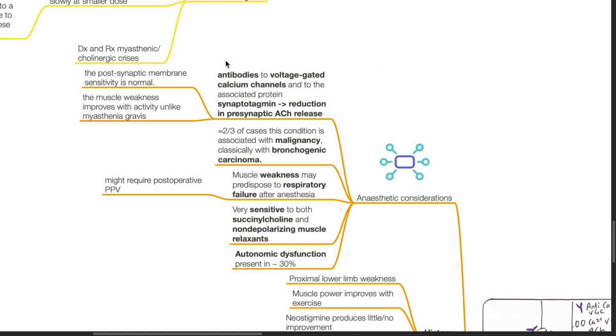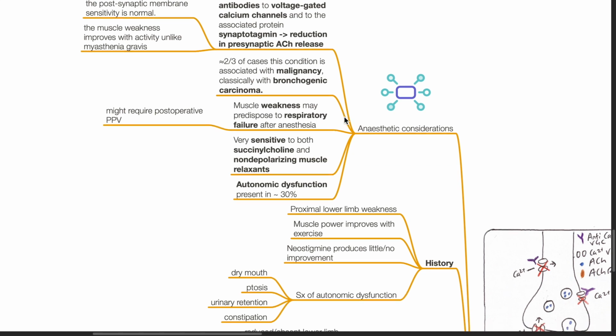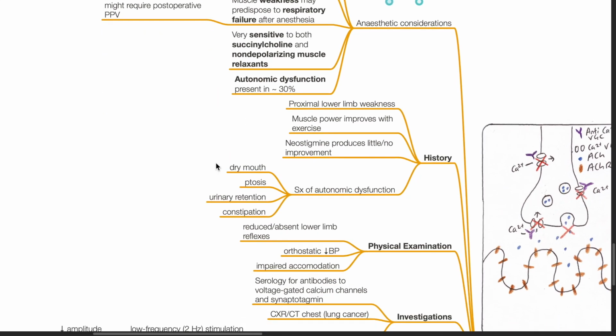The muscle weakness improves with activity, unlike myasthenia gravis. In about 2/3 of the cases, this condition is associated with malignancy, classically bronchogenic carcinoma. Muscle weakness may predispose to respiratory failure after anesthesia and might require post-operative positive pressure ventilation. Patients are very sensitive to both succinylcholine and non-depolarizing muscle relaxants, and autonomic dysfunction is present in about 30% of the patients. History taking. There is proximal lower limb weakness.